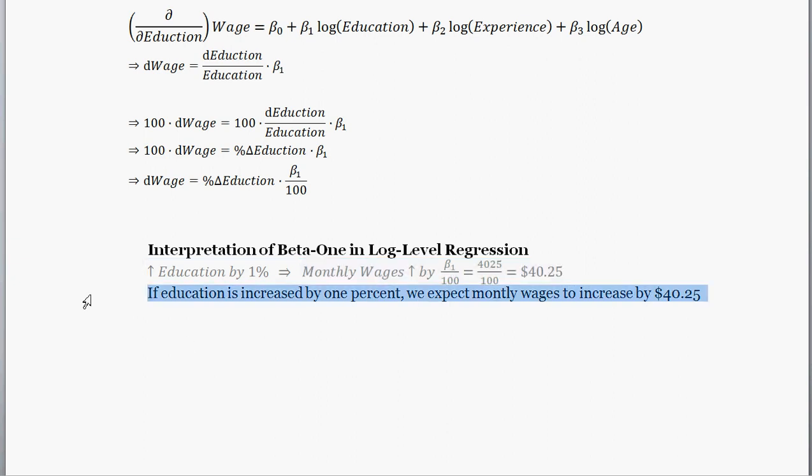So if education is increased by 1%, we expect monthly wages to increase by $40.25. Another way to say this is, holding age and experience constant, a 1% increase in education is associated with a $40.25 increase in monthly wages. That's how you interpret it.